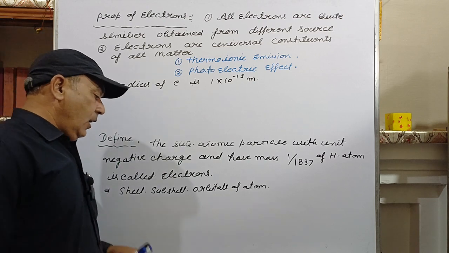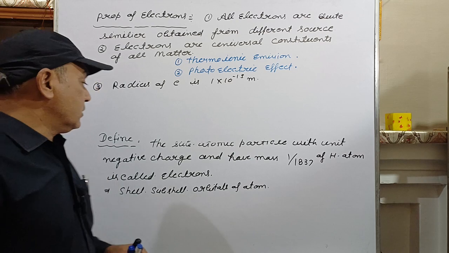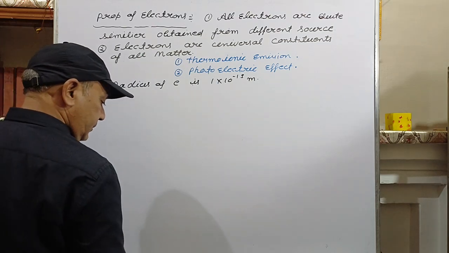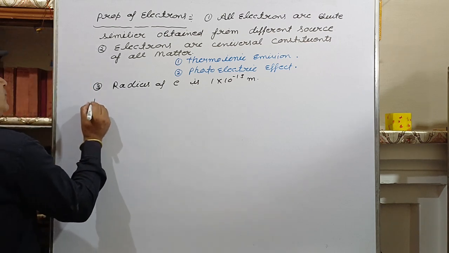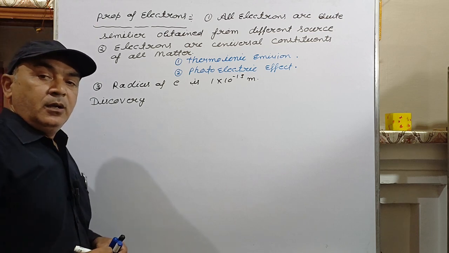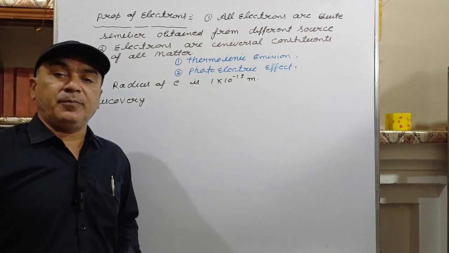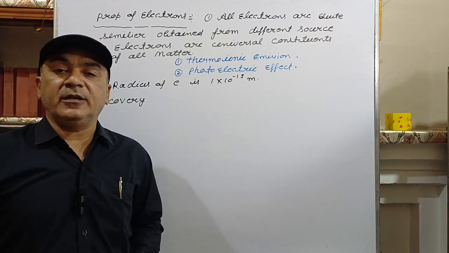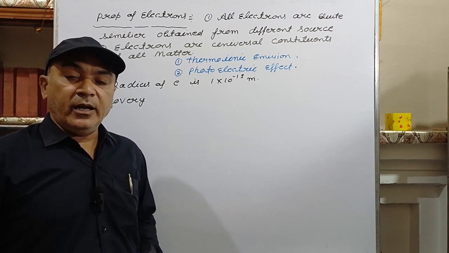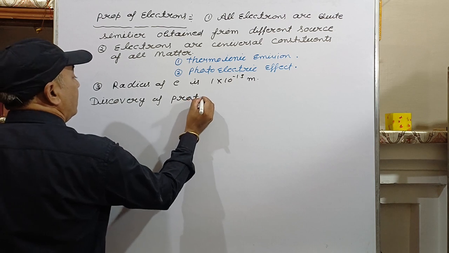And now, after the study of electrons, we are going to discuss the discovery of protons. Why the discovery of protons? Because a number of scientists proved that an atom is an electrically neutral species. So if an atom has negatively charged particles, obviously it also has positively charged particles, and this concept gave scientists the idea to study positively charged particles in atoms. So now, the discovery of protons.